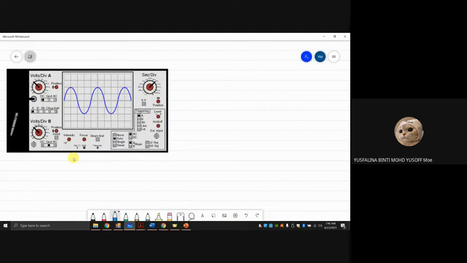Remember I said just now, the alternating current can change direction. Let's say the first one, this one is positive and negative. It can change the polarity. So this is the first cycle, from here to here. Okay, so this is the graph.